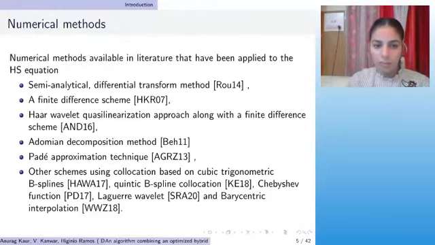Semi-analytical differential transform method, a finite difference scheme, Haar wavelet quasi-linearization approach along with the finite difference scheme, Adomian decomposition method, paired approximation technique, collocation methods based on cubic trigonometric B-splines, quintic B-spline collocation, Chebyshev function, Laguerre wavelet, barycentric interpolation.